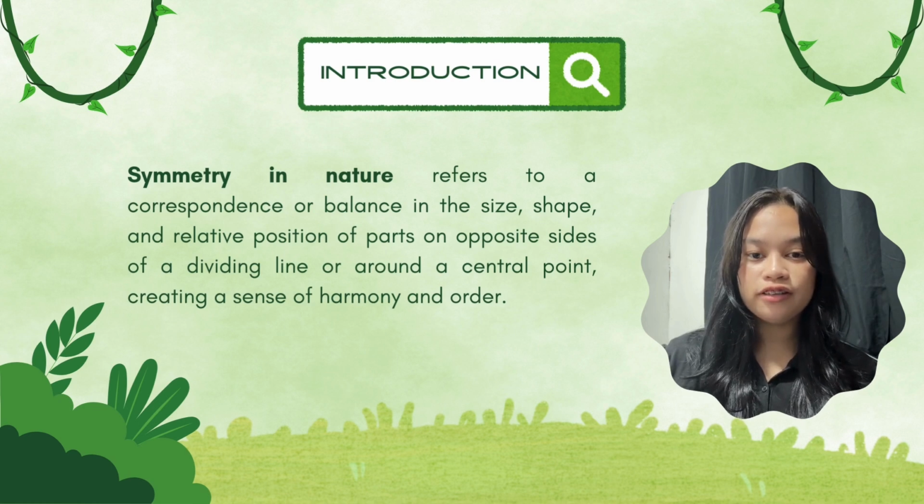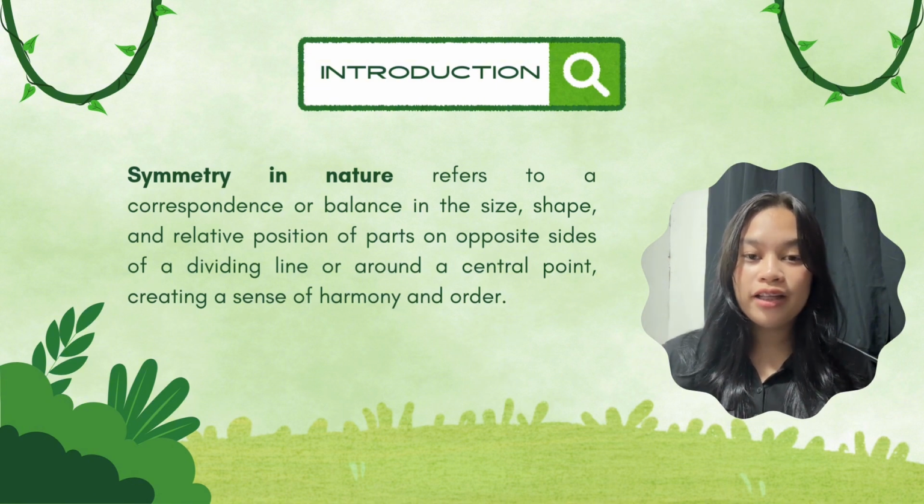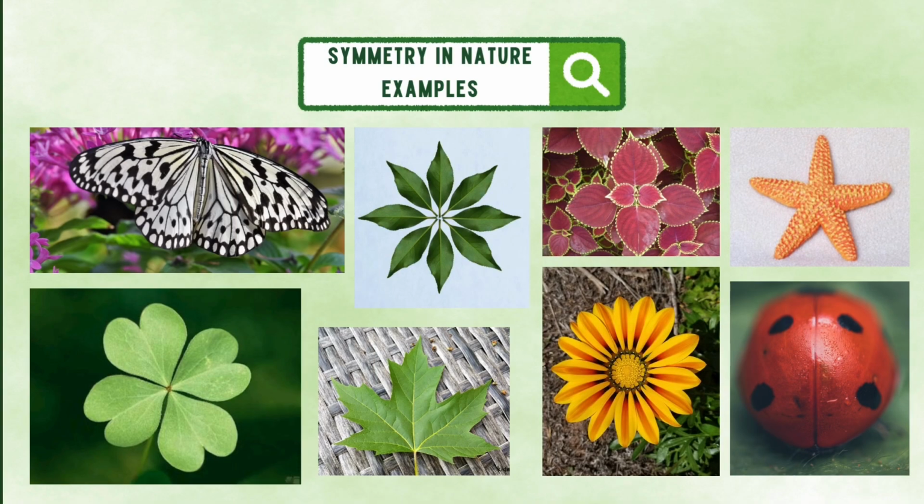Symmetry in nature refers to the balanced and harmonious arrangement of parts in a natural object or phenomenon, which often allows certain mathematical patterns. It can be observed in various forms in both living organisms and physical structures. Mathematically, symmetry is defined as invariance under a specific transformation, meaning that after a transformation like rotation, reflection, or scaling, the object or system still looks the same. Here are some examples of symmetry in nature.